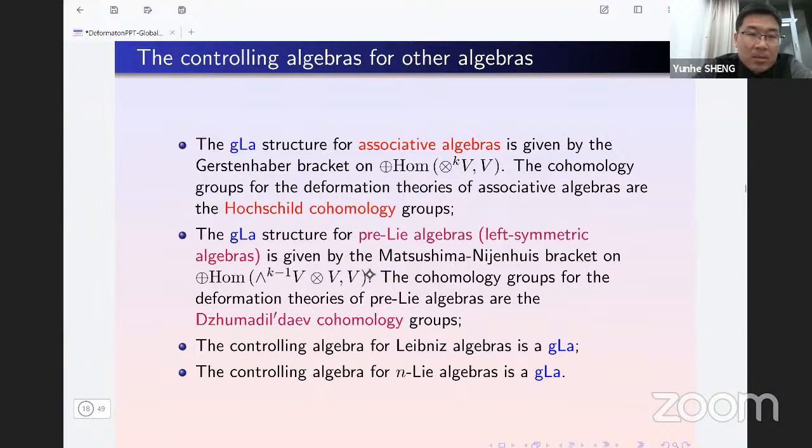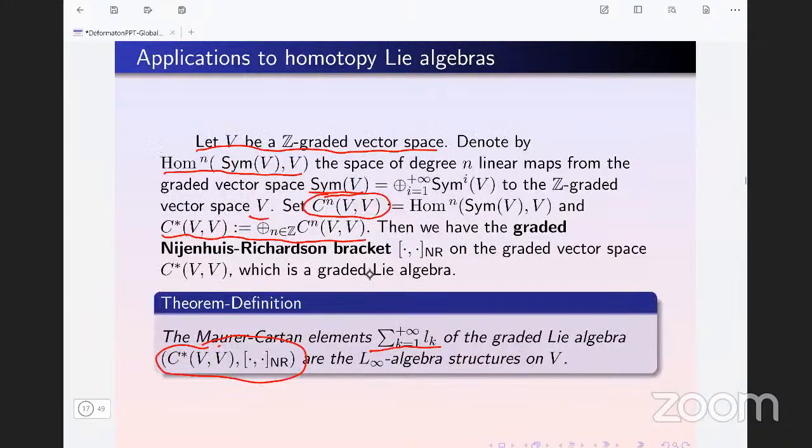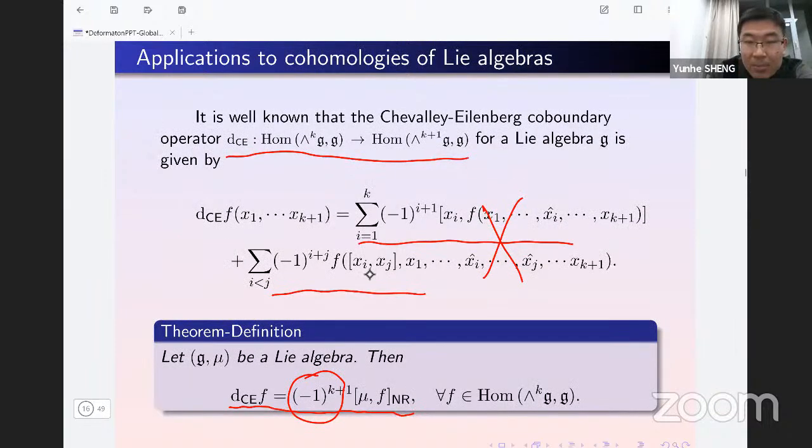Here I gave the controlling algebra. Sorry, I got a question. So is it more or less some version of Chevalley-Eilenberg cohomology? Here is the Chevalley-Eilenberg cohomology. But then in an infinity case, that's some kind of generalization. Is it right?